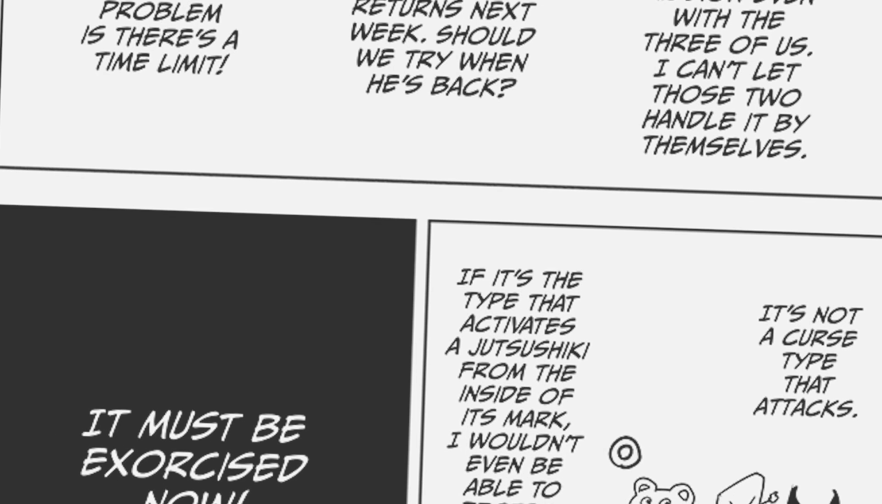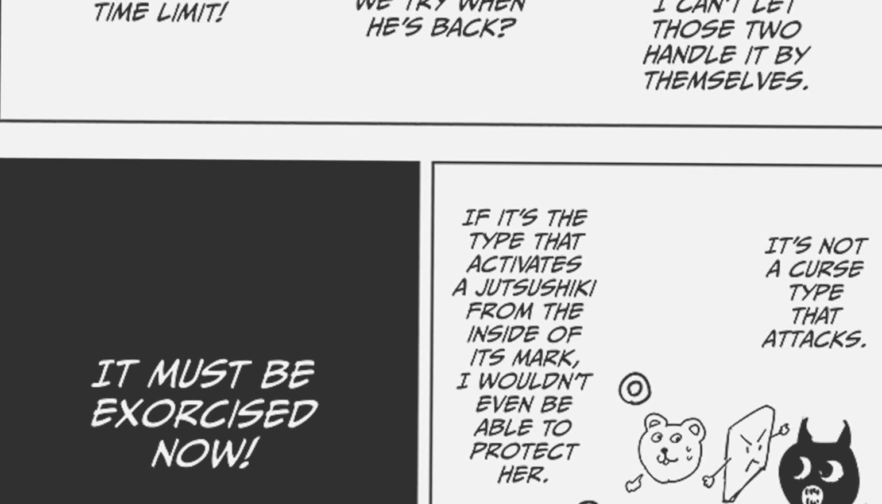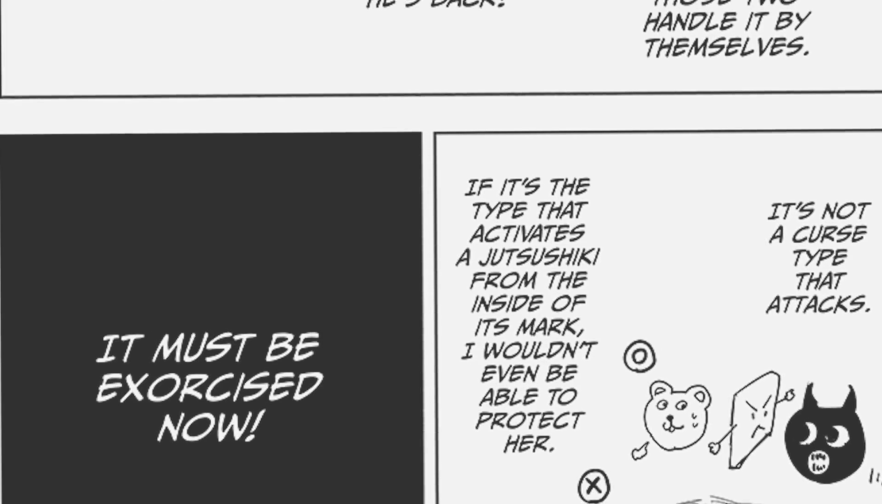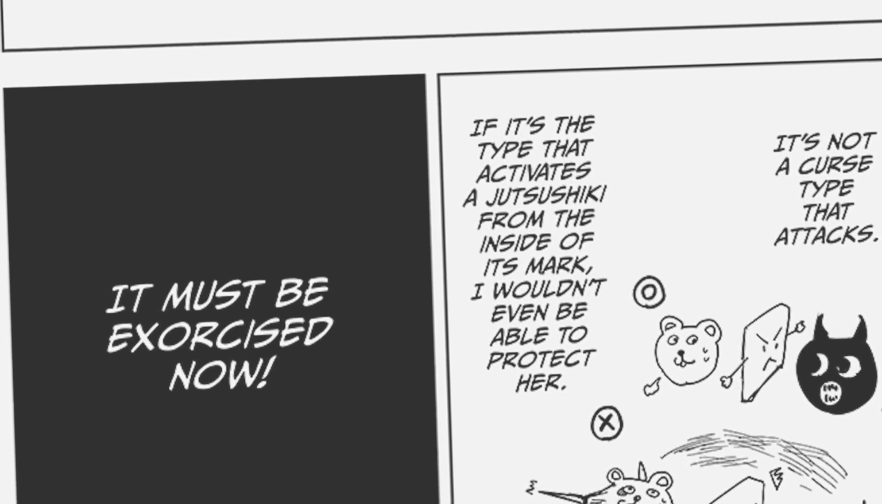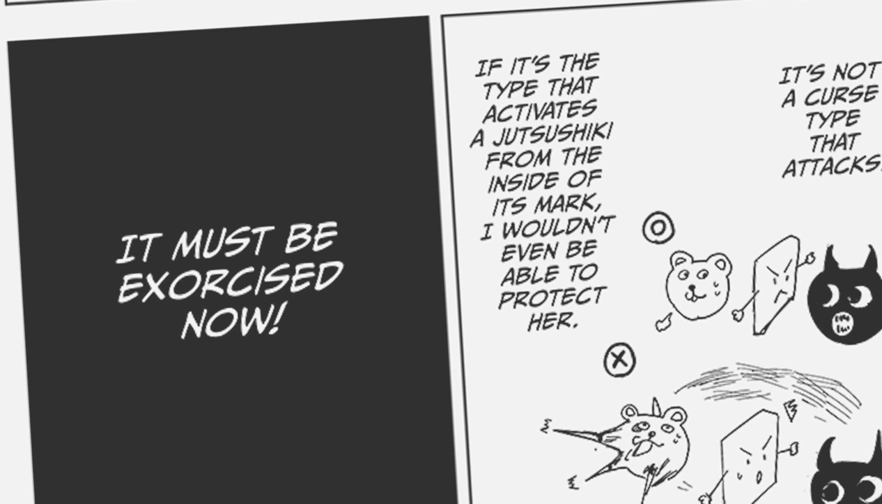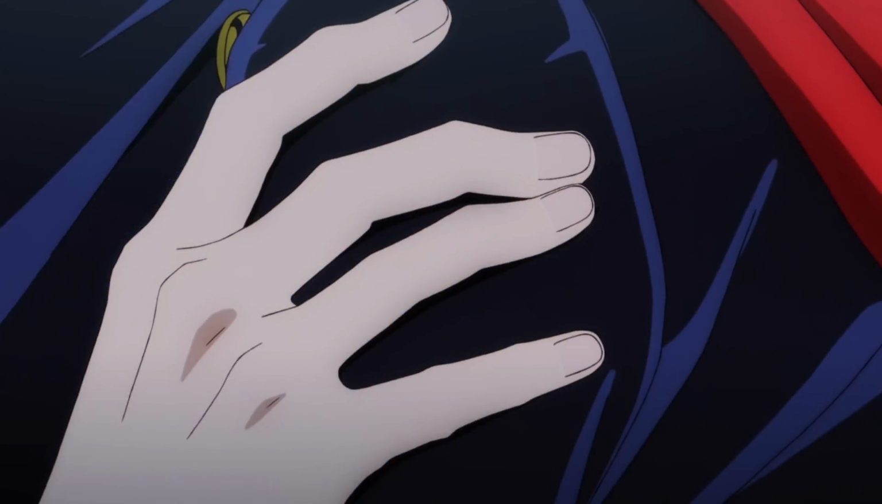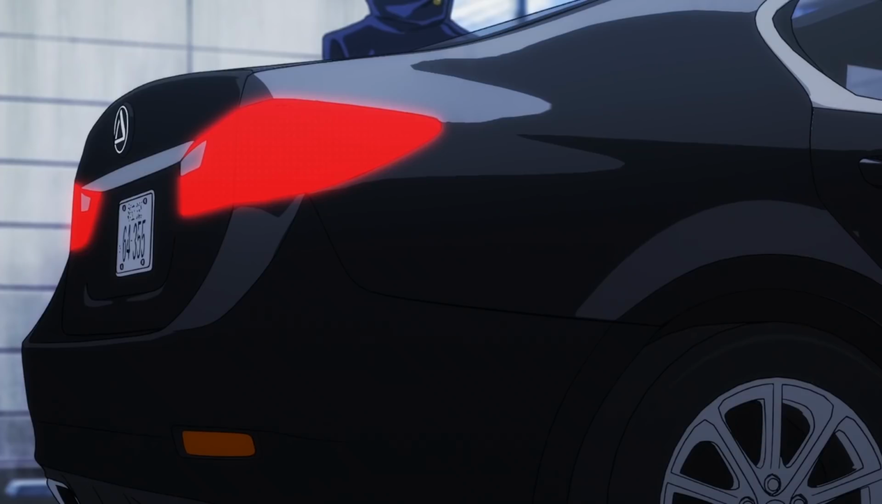From what we know about the investigation so far, the cursed spirit attacks its victims within a certain time limit. It's no use relying on Gojo-sensei because he is away for a week, and Megumi realizes that he cannot sit back and wait for Gojo to return. This curse spirit, whatever it is, needs to be exorcised immediately. It is at this point that Megumi starts to distance himself from Yuji and Nobara, and he starts to take matters into his own hands.